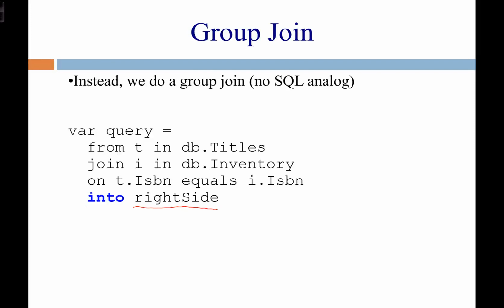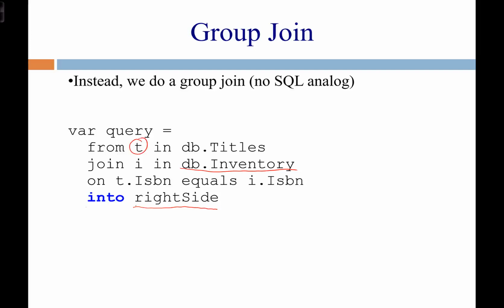But right side is a little more meaningful, because what goes into this temporary data source are things coming out of the right side of this join. So it won't contain information about titles. It'll contain information about inventory objects, since that's on the right side of the join. And the only reason to do this is because if we select from that temporary data source using DefaultIfEmpty, which we'll see in a second, then we will get nulls where there is no inventory object corresponding to the titles object.